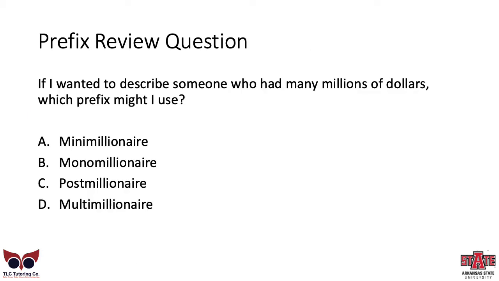Review question. If I wanted to describe someone who had many millions of dollars, which prefix might I use? Mini-millionaire, monomillionaire, post-millionaire, or multi-millionaire? The correct answer is D. If I wanted to describe someone who had many millions of dollars, the correct prefix would be multi. This person would be a multi-millionaire.